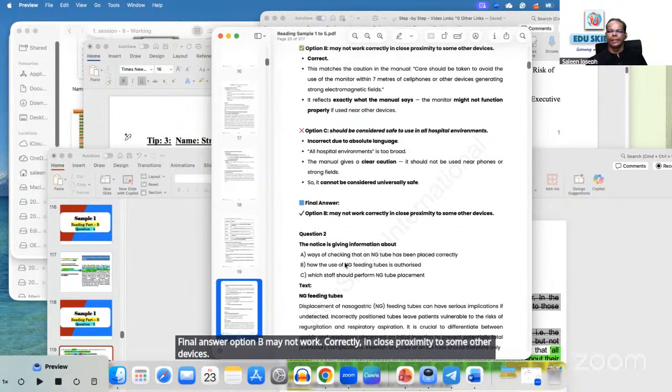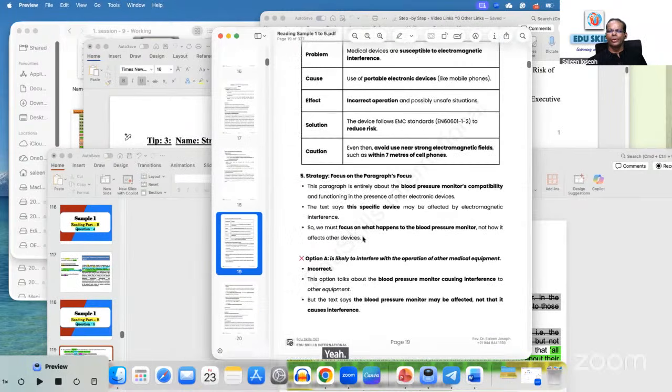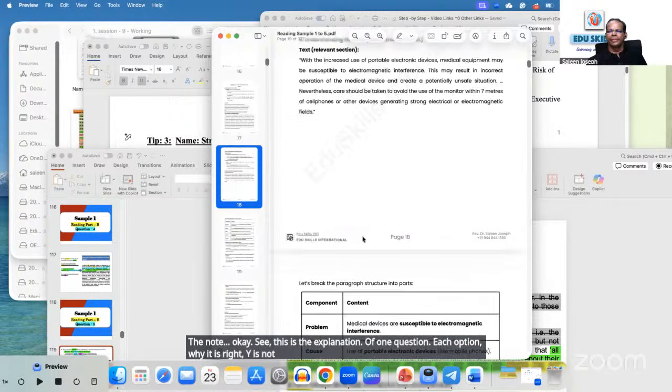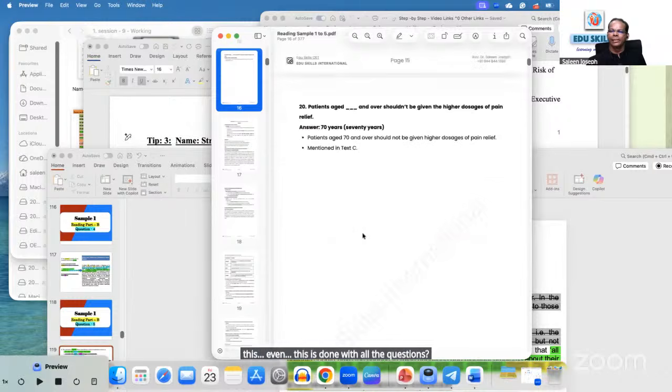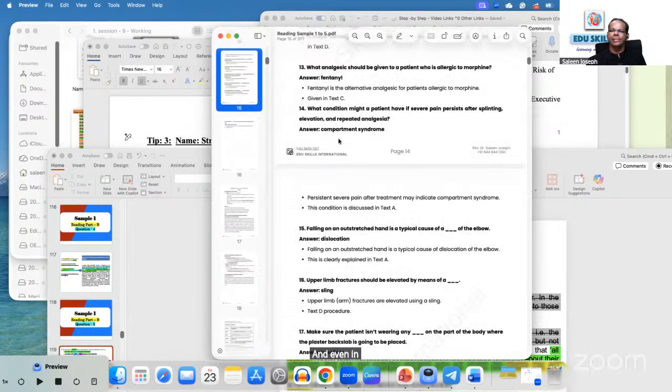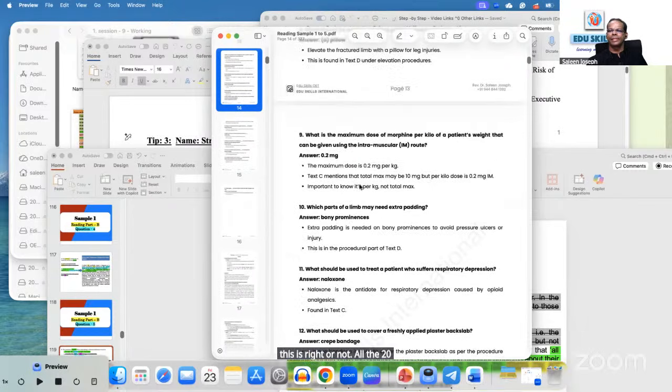Okay, see, this is the explanation of one question. Each option: why it is right, why it is not right. This is done with all the questions, and even in part A, each question is answered and explained, why this is right or not. All the 20 questions with reasons.